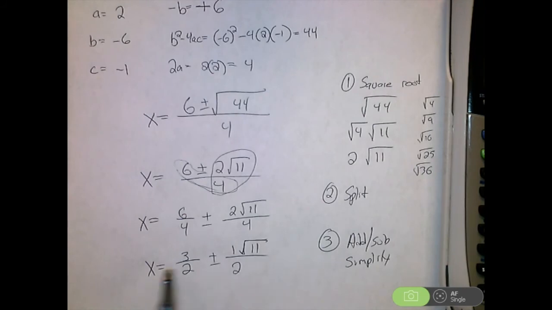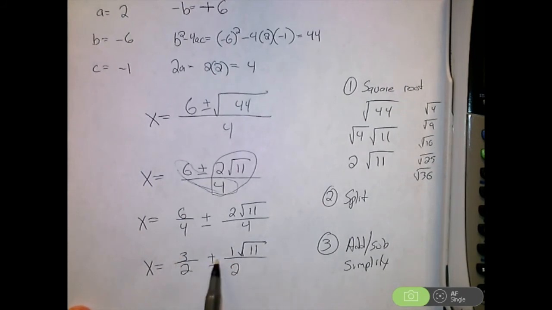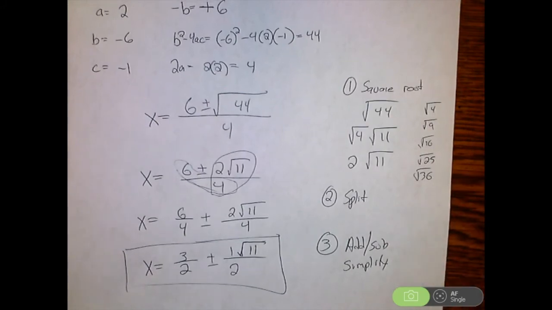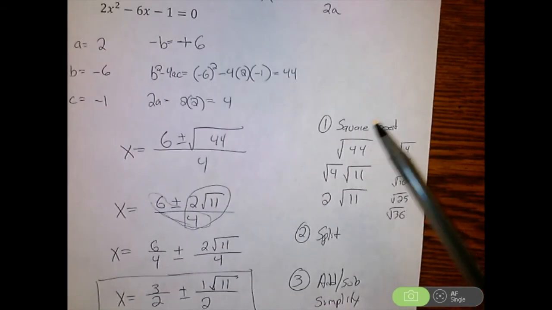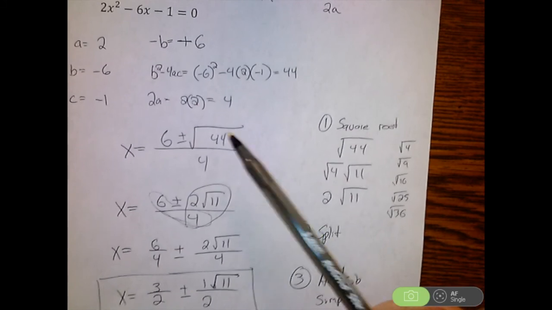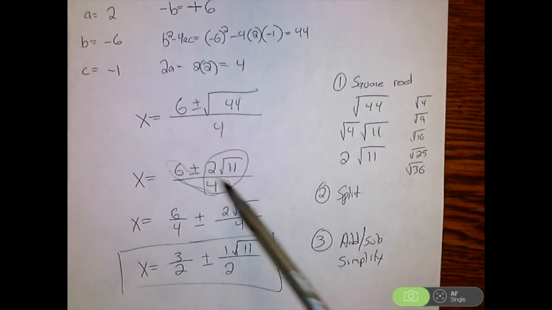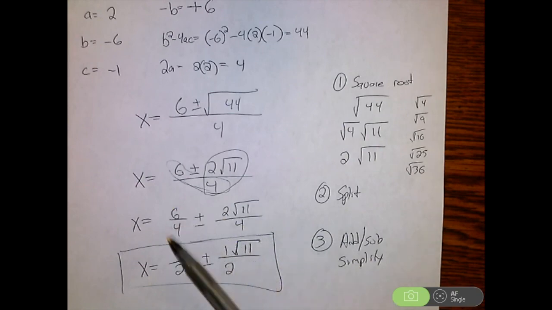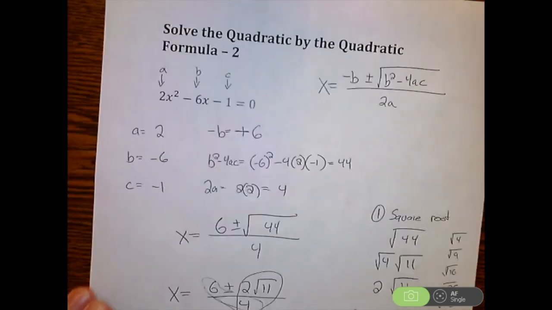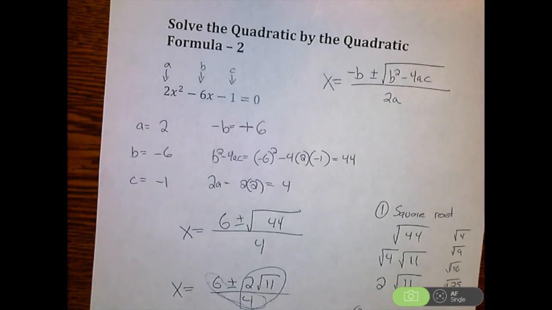Now this is completely simplified. Again, I cannot add and subtract because this is a rational number, a number without a square root, and this number has a square root. We can't add and subtract these. So this would be my answer. Again, the order that I went down on breaking that down is I focus on the square root first, then divide up the two fractions, and then if I can, add and subtract. If not, I'm just going to simplify the fractions. And that was solving quadratics by the quadratic formula, video number 2.